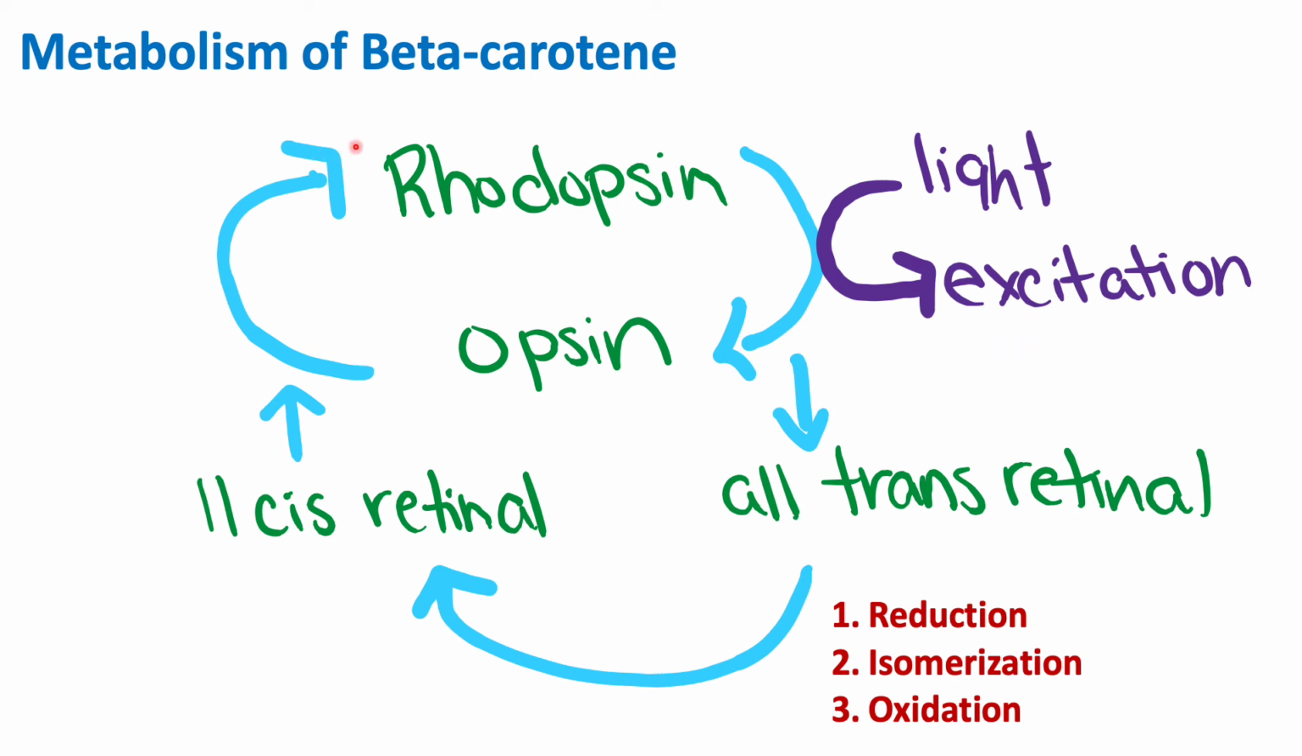And that is essentially the metabolism of beta carotene. It's just a cycle of steps where we want 11-cis retinal, and we want that complex of rhodopsin to absorb light to allow that nerve excitation.